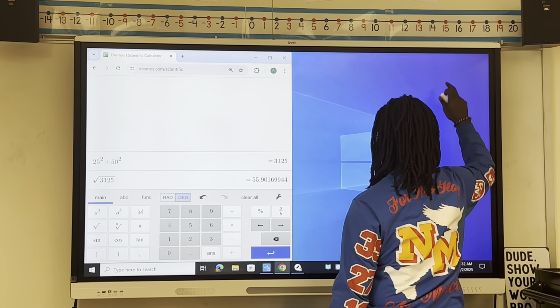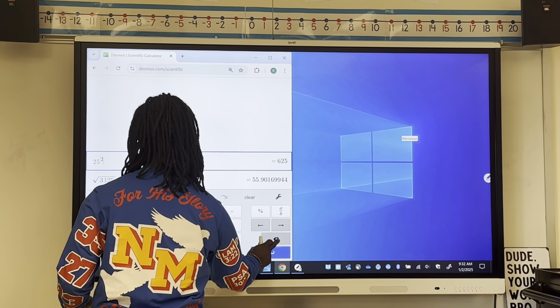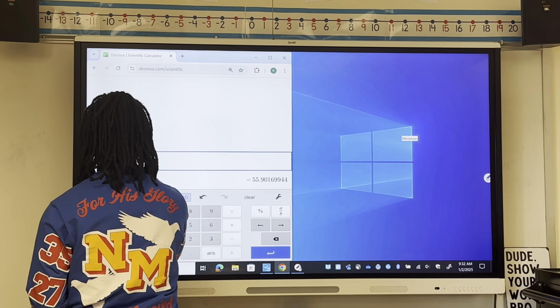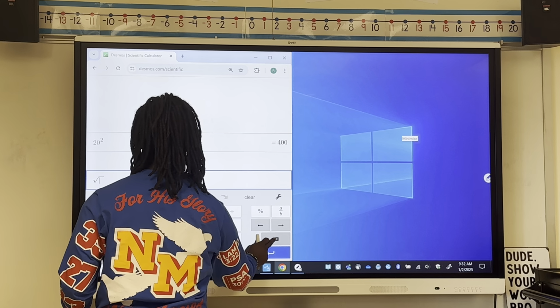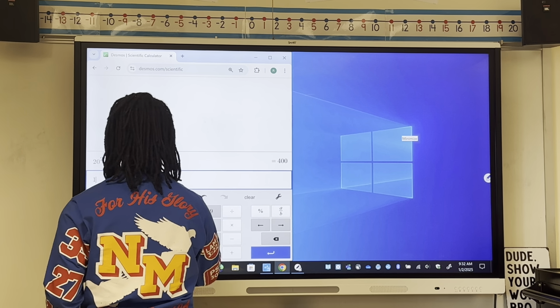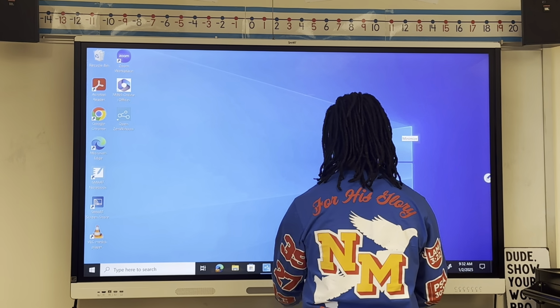So I got 20 squared. I'm going to figure out what 20 squared is. All right, so 20 squared. And then I also need to figure out what 18 squared is. Okay, so we got 400 and 324.